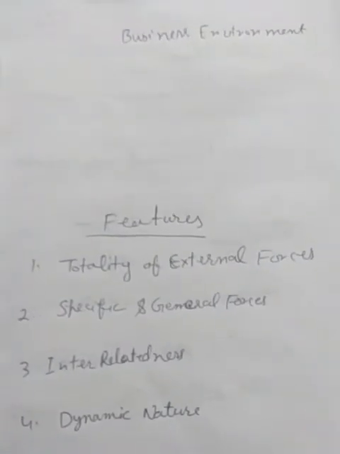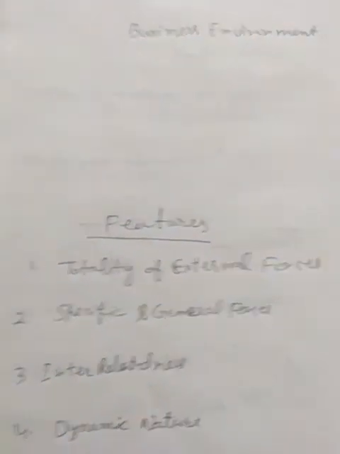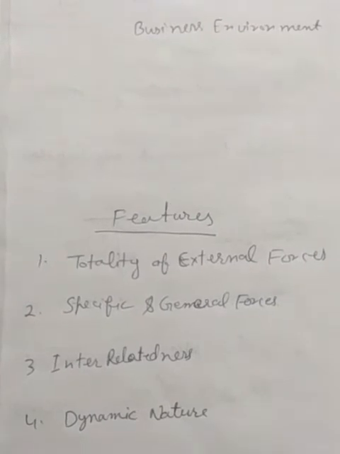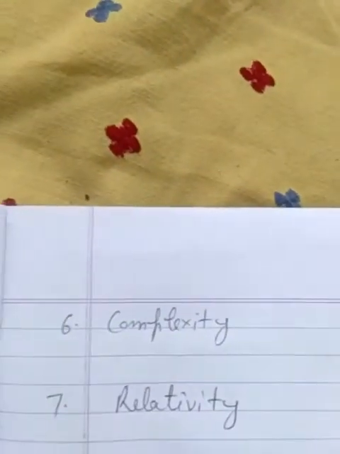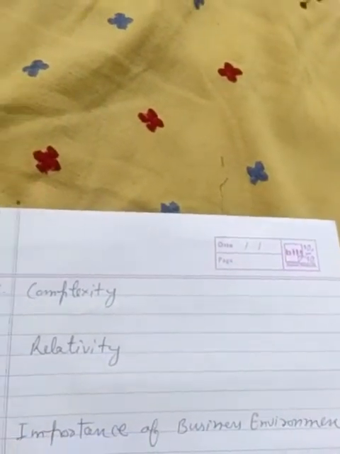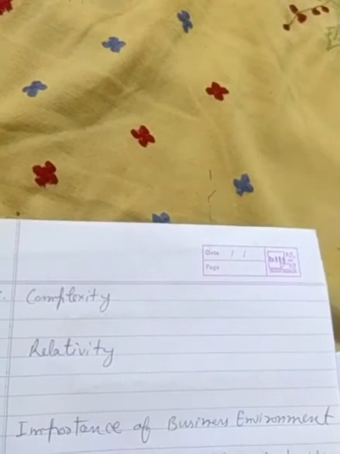So these are the features. Seven features of a business environment are there. Number one, totality of external forces. Number two, specific and general forces. Number three, interrelatedness. Number four, dynamic nature. Number five, uncertainty. Number six, complexity. And number seven, relativity. Now let us discuss the importance of business environment. Let us discuss some of the points of importance of business environment.